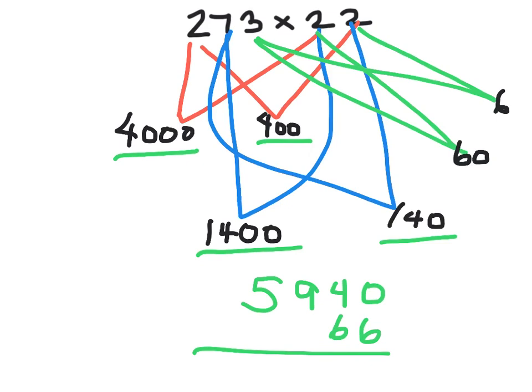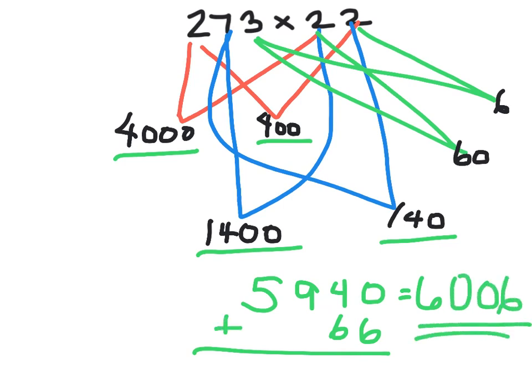So I grouped my numbers together to make things a little bit easier for me. 5,940 plus 66 equals 6,006. So while it might seem like a messy method, it makes sense.